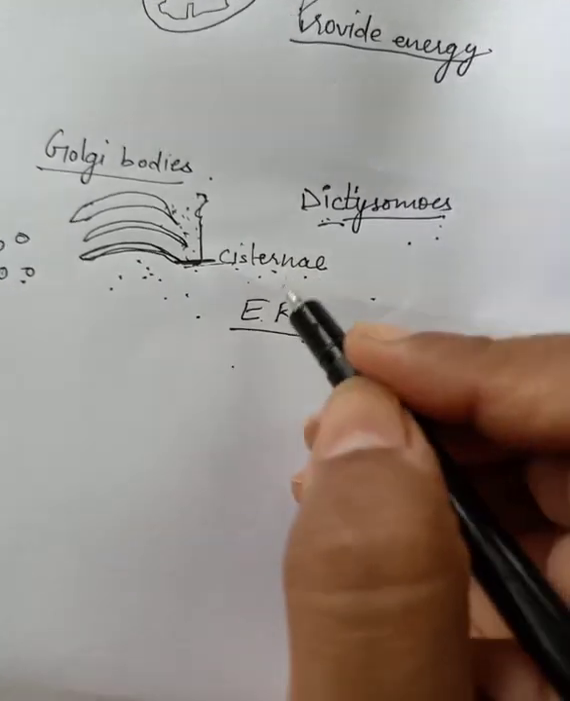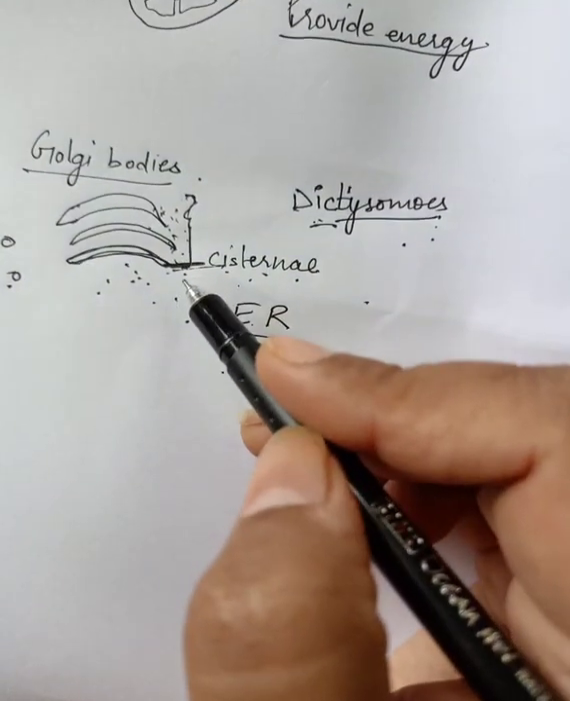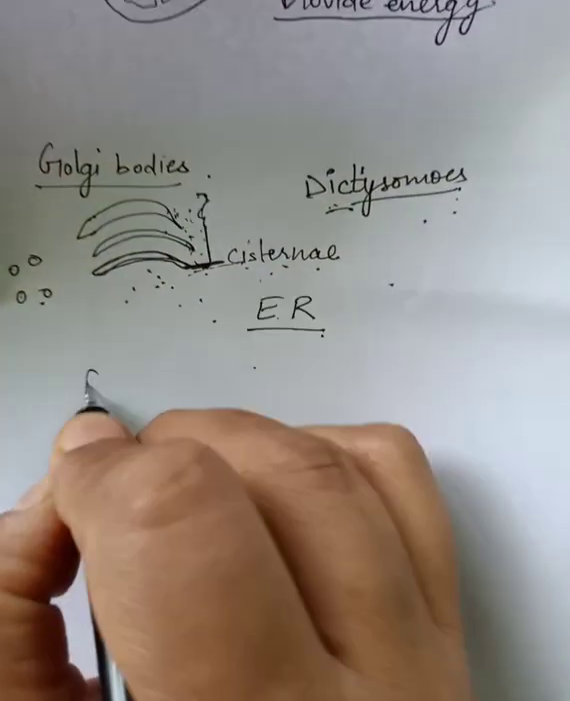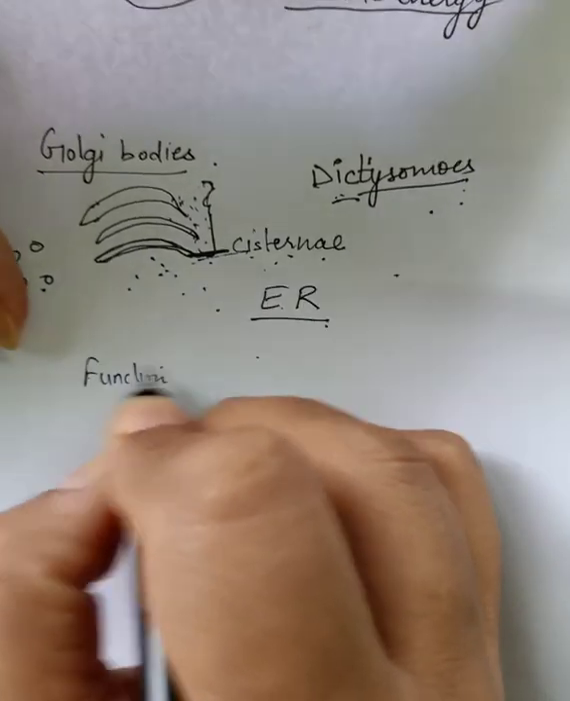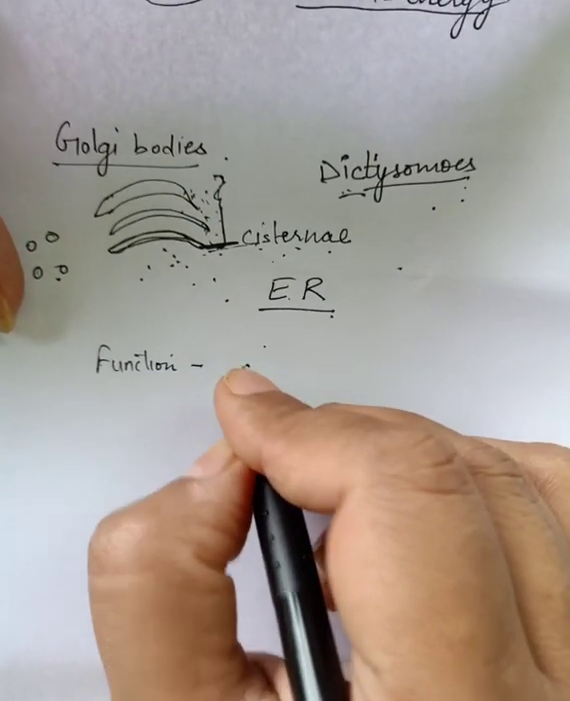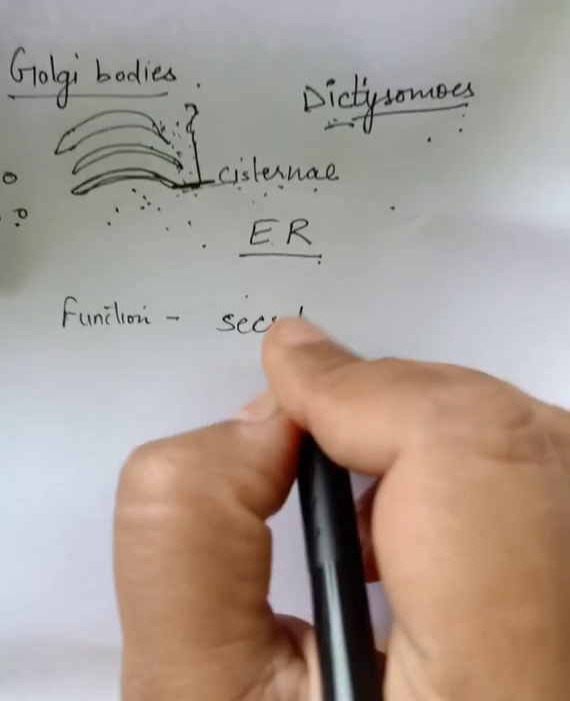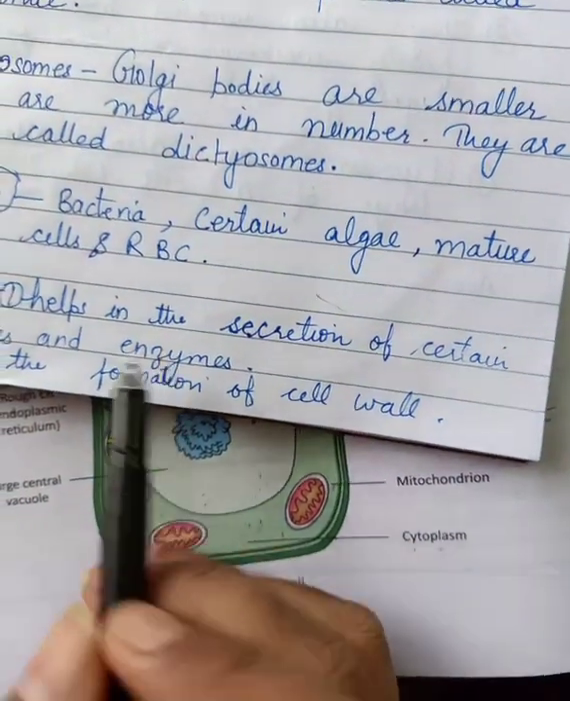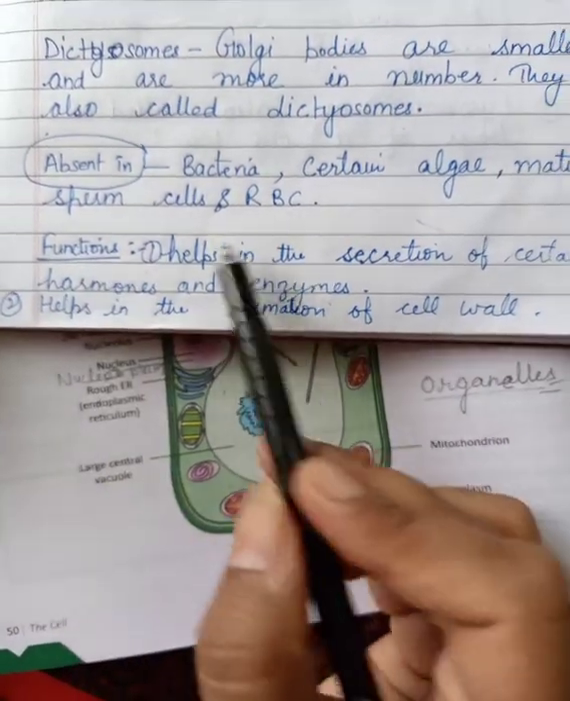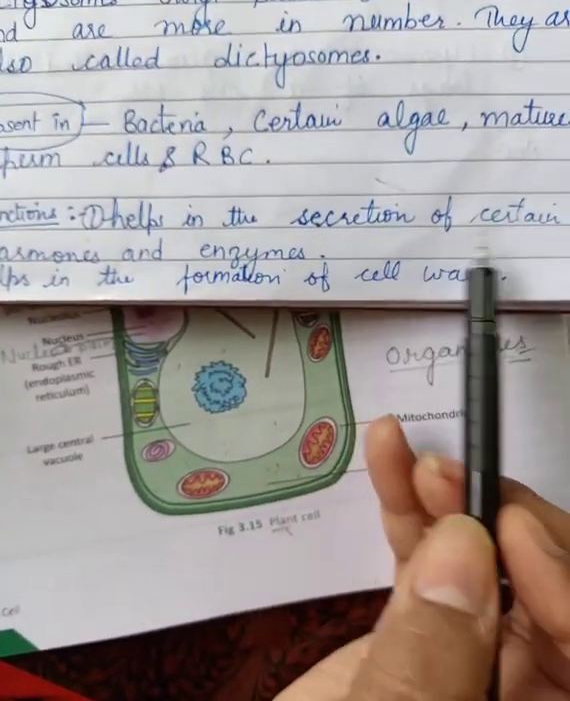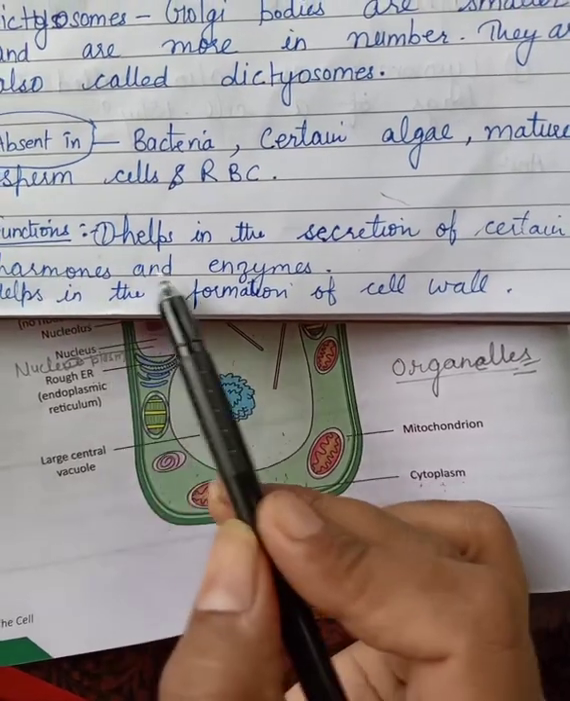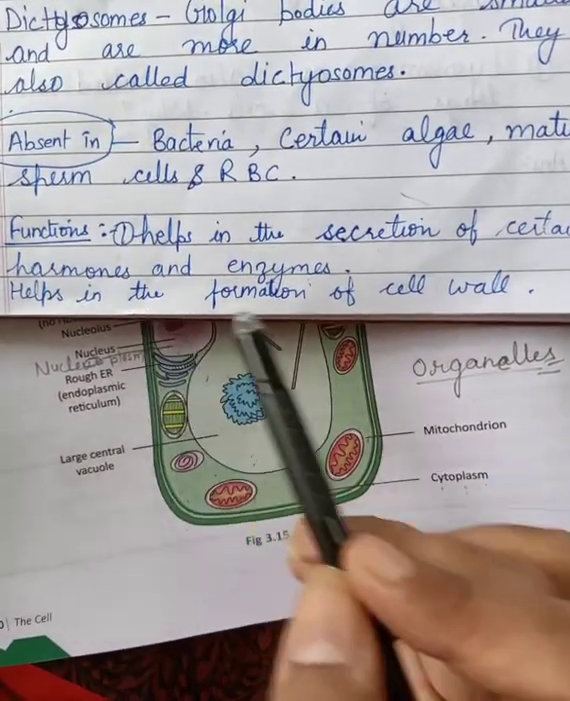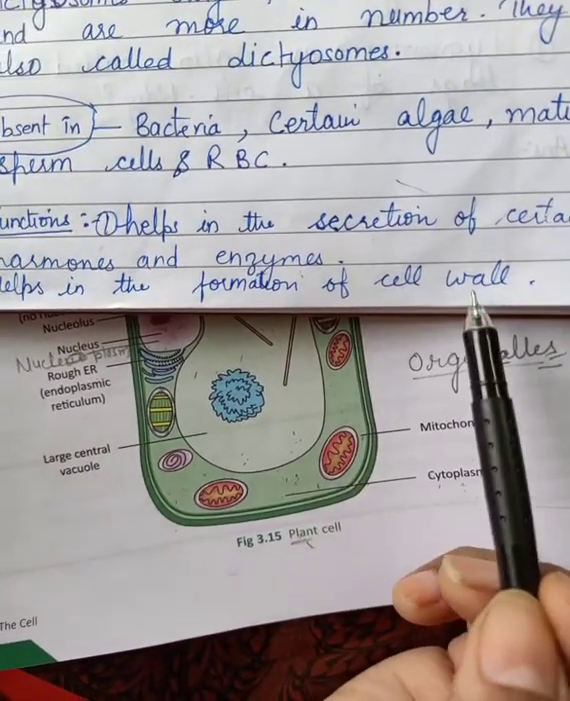Now here the question arises: as they are formed from the rough endoplasmic reticulum, what is the function of Golgi bodies? Why are they present inside the cell? First, they help in the secretion of certain hormones and enzymes. Second, they help in the formation of cell wall.